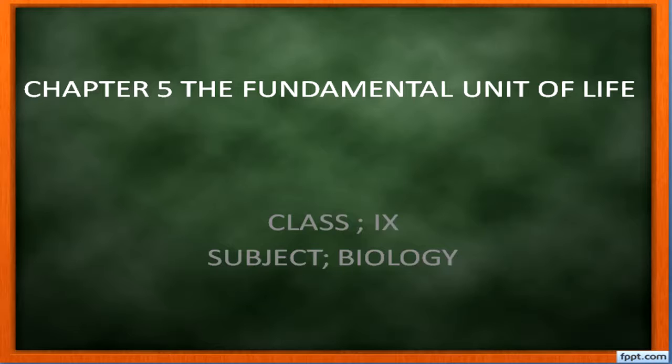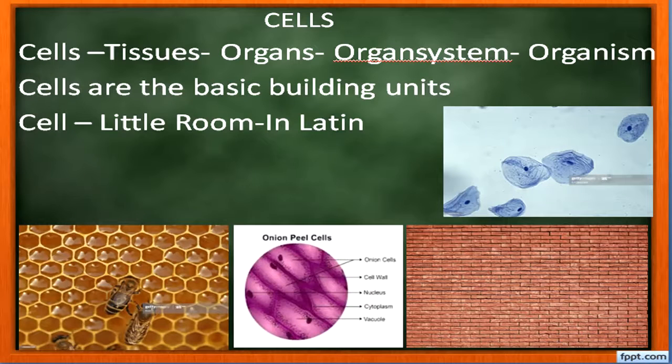So if you take plants, animals, human beings, microorganisms, all these living organisms are made up of the basic structural unit of life, which we call the cell. The cell is called the basic structural and functional unit of life. Do you know why it is so?